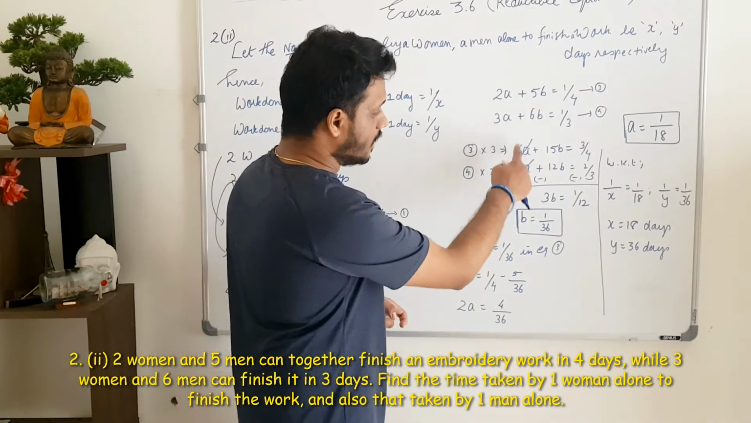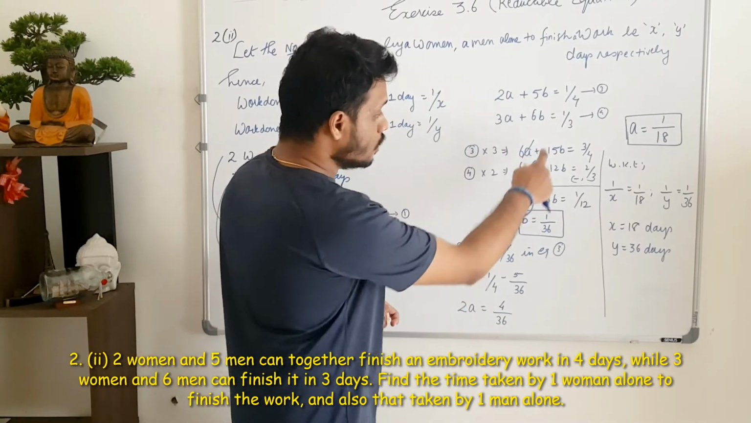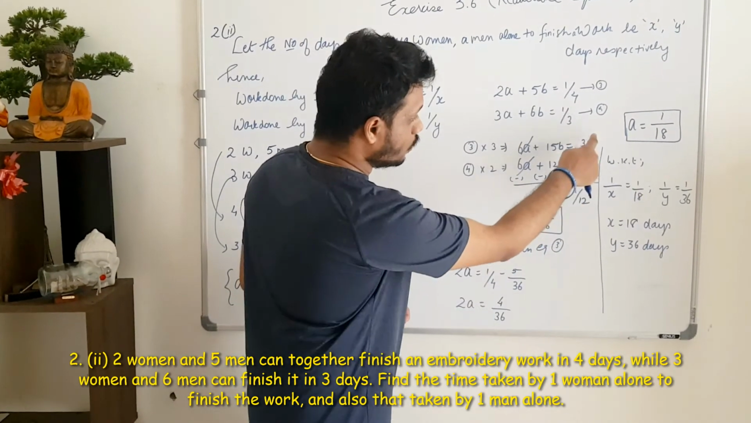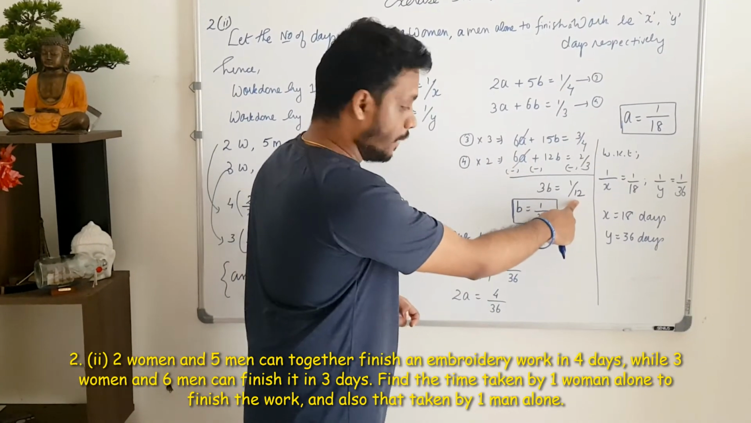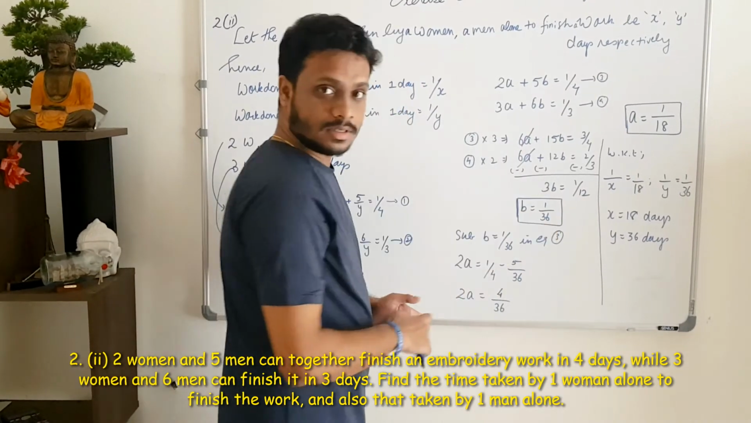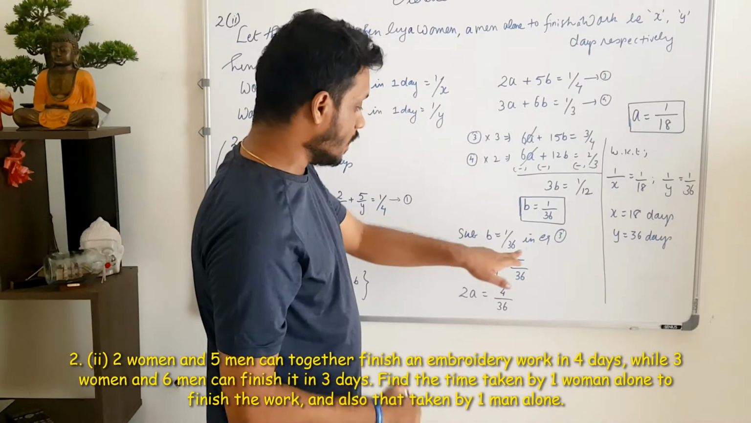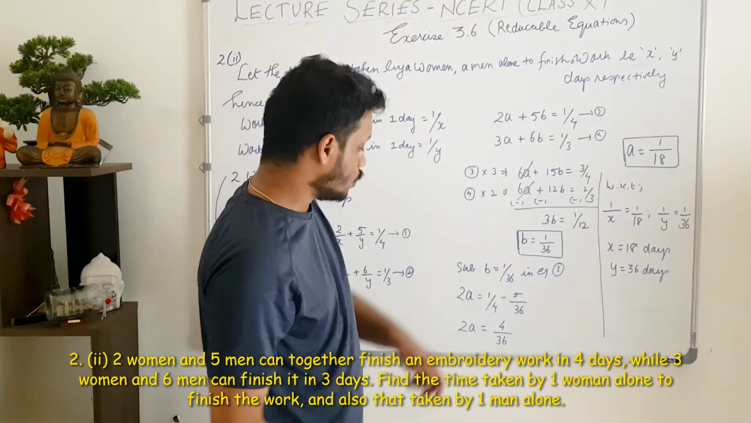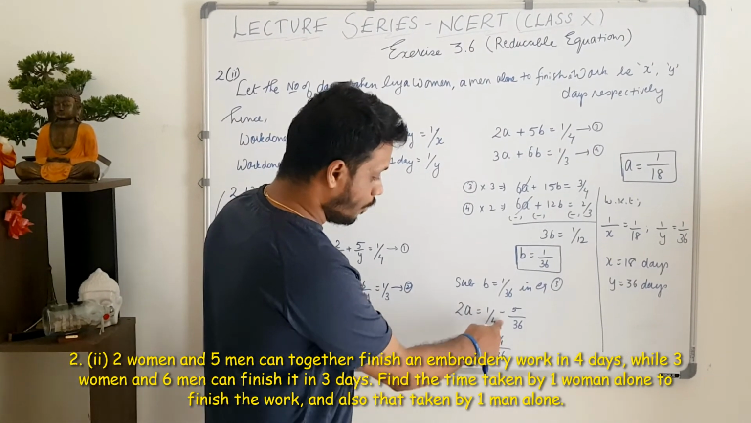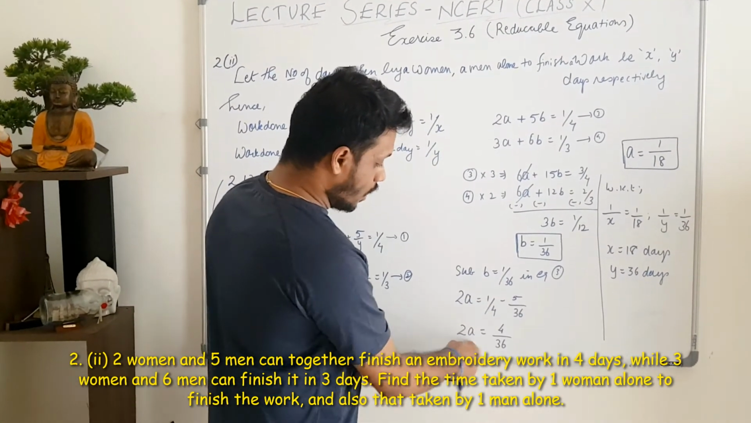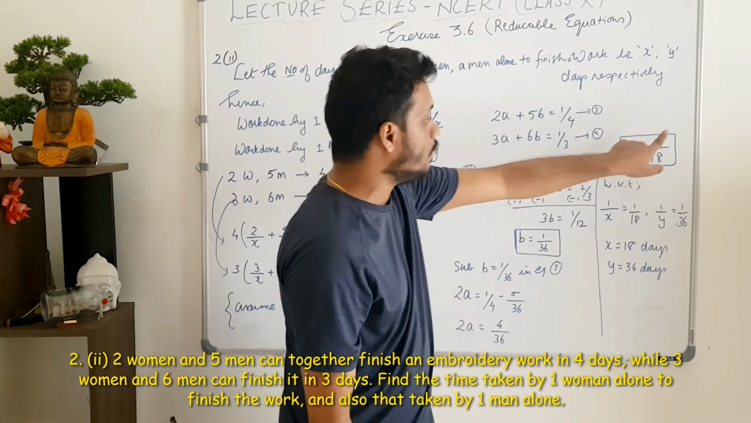I can subtract them and cancel 6A and minus 6A. So I will be left with 3B, that is equal to 3 by 4 minus 2 by 3, which would be 1 by 12. My B would be 1 by 36. So after obtaining the value of B, I substitute this in equation number 3. So I get 2A is equal to 1 by 4 minus 5 by 36, or 2A would be 4 by 36, or my A would be 1 by 18.